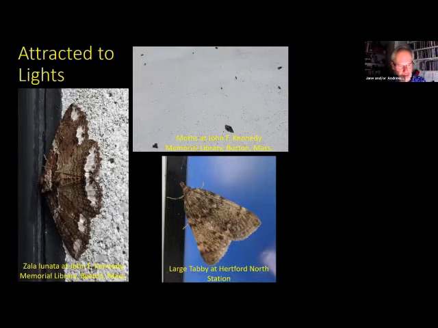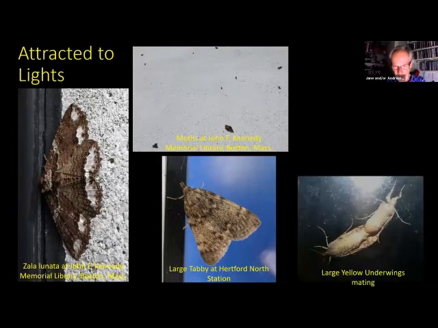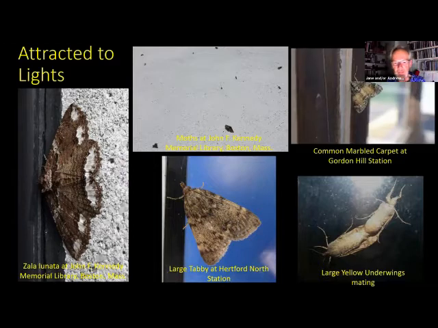And railway stations are a good place to find moths because they're often lit well into the night. So that was a large tabby moth at Hertford North Station. These large yellow underwings were attracted to our kitchen light on the window of the kitchen, and form quite a good picture of what moths look like when they're mating. And then we've got a common marble carpet, again at a station.